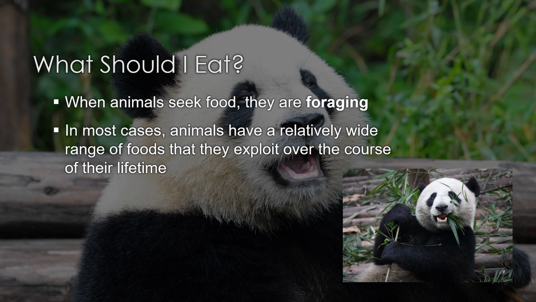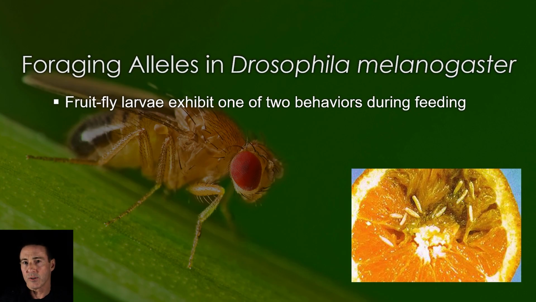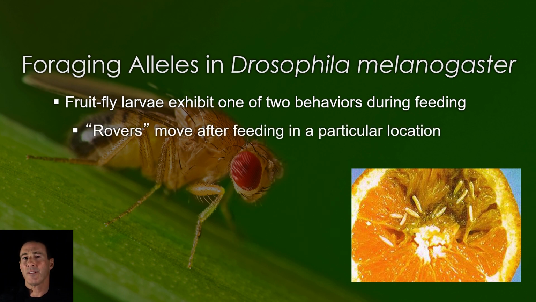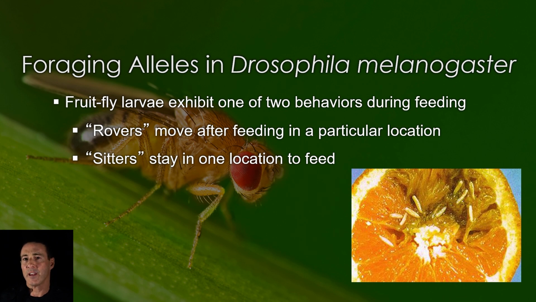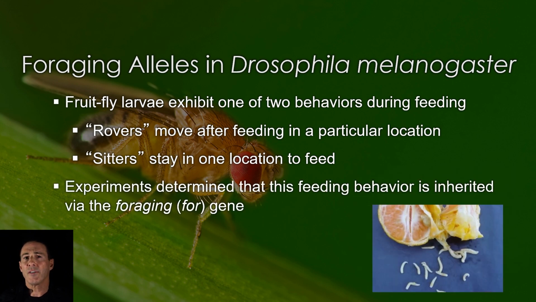When Marla Sokolowski was working as an undergraduate research assistant, she noticed that some of the fruit fly larvae she was studying tended to move after feeding at a particular location. She called these larvae rovers, but others tended to stay put, so she called these larvae sitters. She let the larvae grow to adulthood, bred them, and found that the offspring of rovers also tended to be rovers, while offspring of sitters tended to be sitters. This suggested to her that the behavior is inherited.